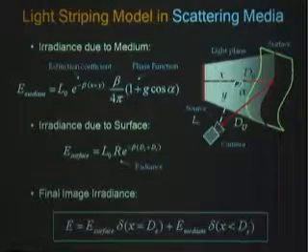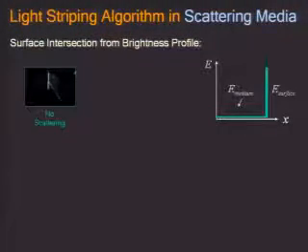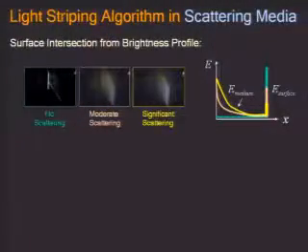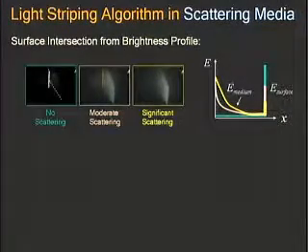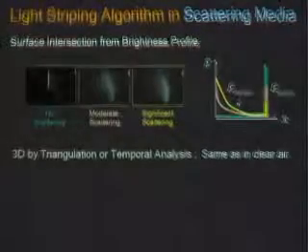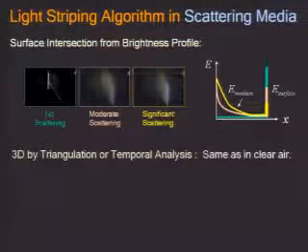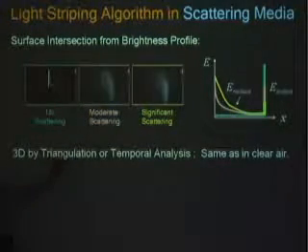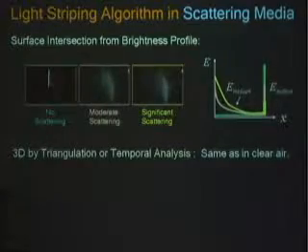If you look at it in terms of a plot, when there's no scattering, you don't see the light plane itself, you see a delta function. Then as you increase the scattering, you get those things. Of course, you can use this fall off to find the medium parameters, exactly like we did in the previous part. And 3D by triangulation or temporal analysis is similar to what you do in clear air once you detect those intersections.